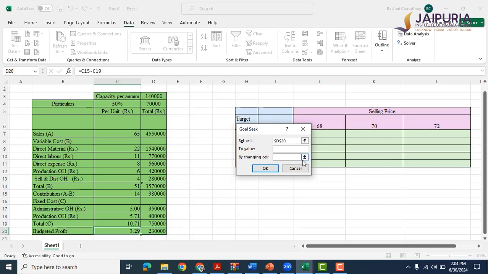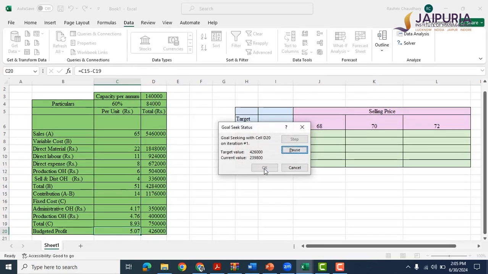To value, what value do you want to set the cell at? That is 4,26,000. So D20 you want to set at 4,26,000 by changing the cell, by changing the sales. So you want to change the sales and you want a profitability of 4,26,000. At what number of units can you get the profit of 4,26,000? Goal Seek is a function which will help you identify the number of units to be sold at a desired profit of 4,26,000.